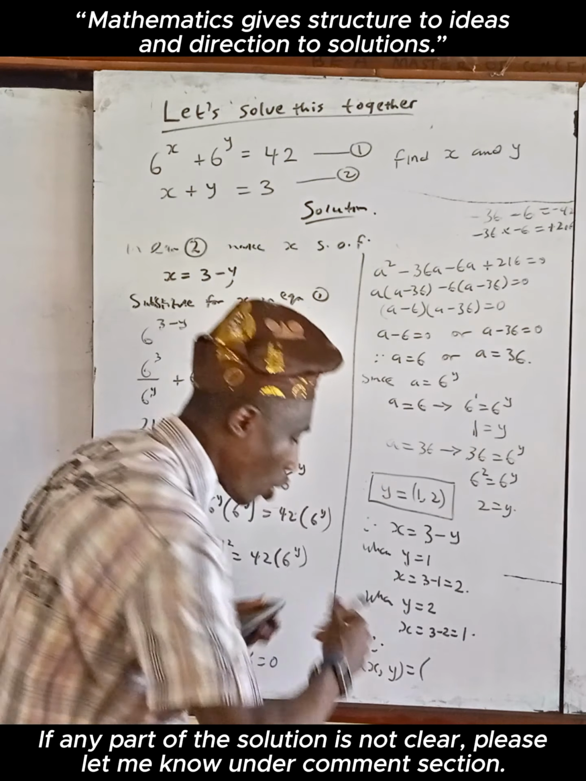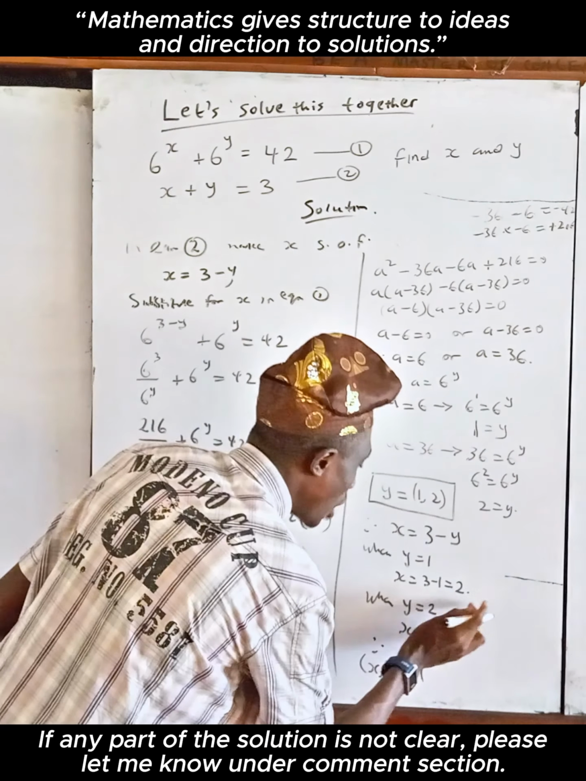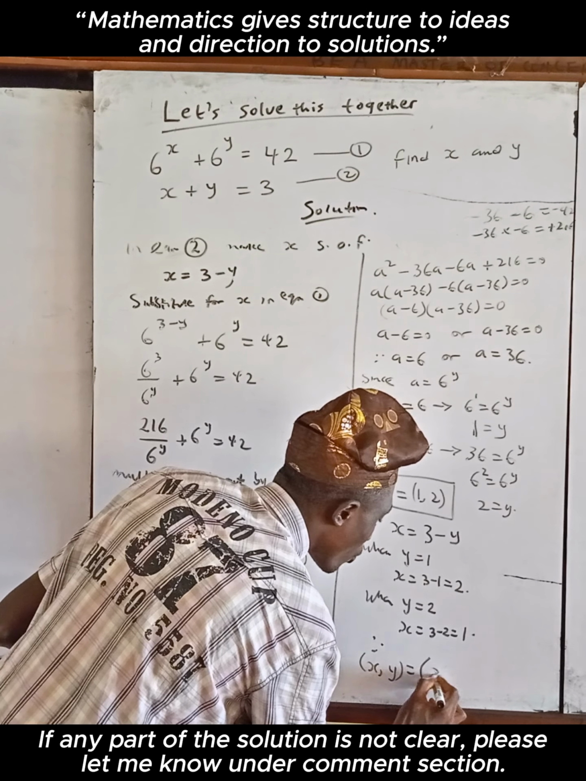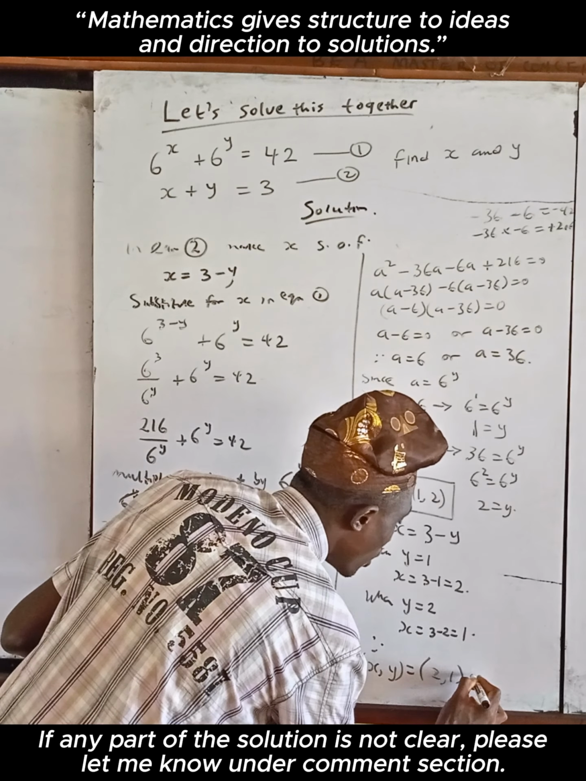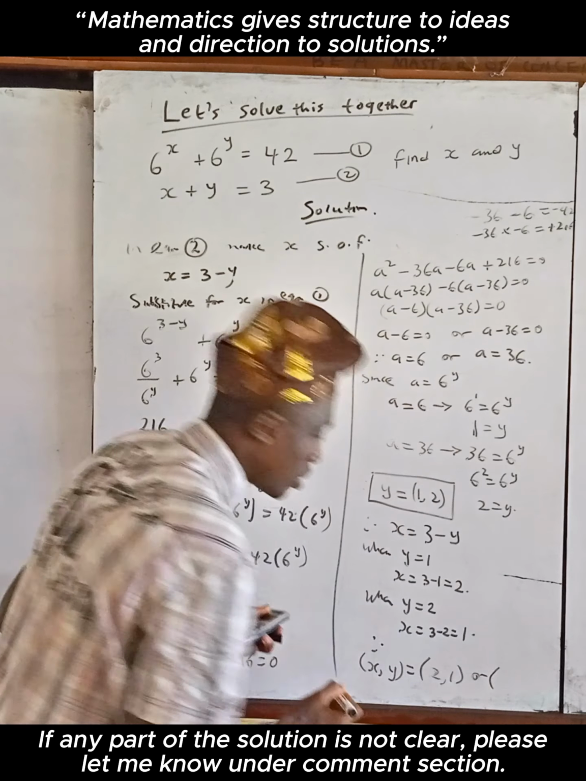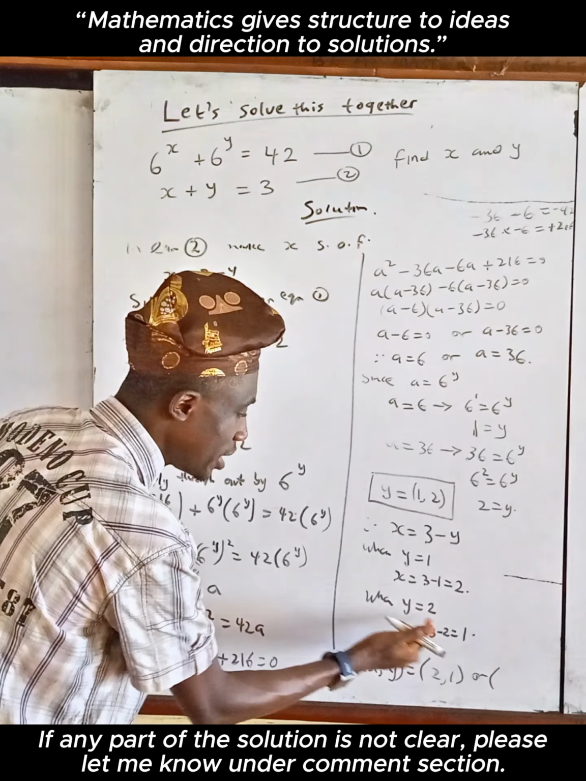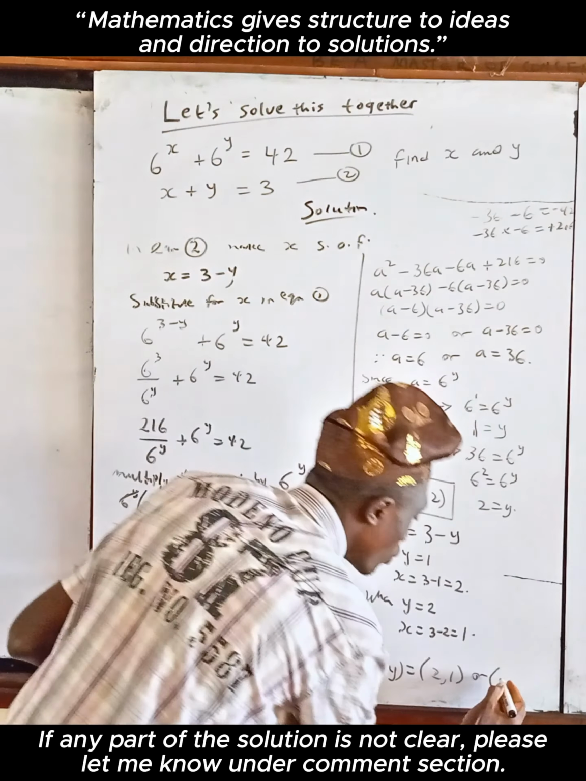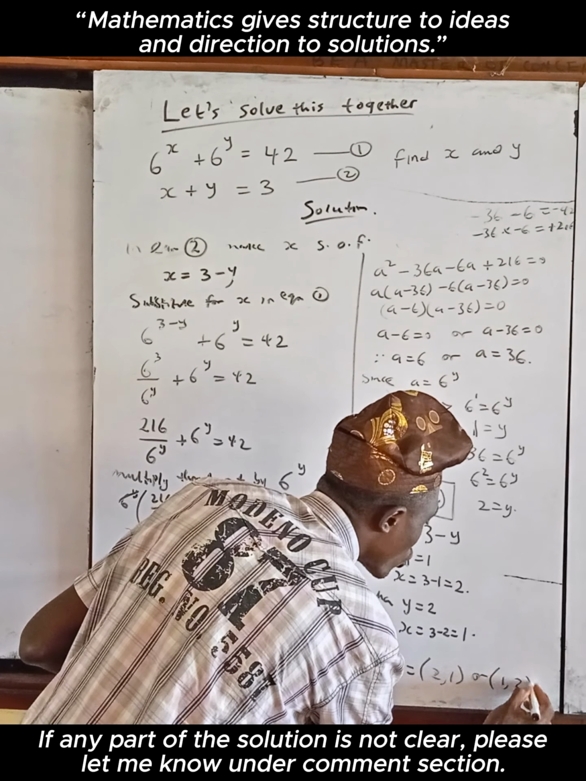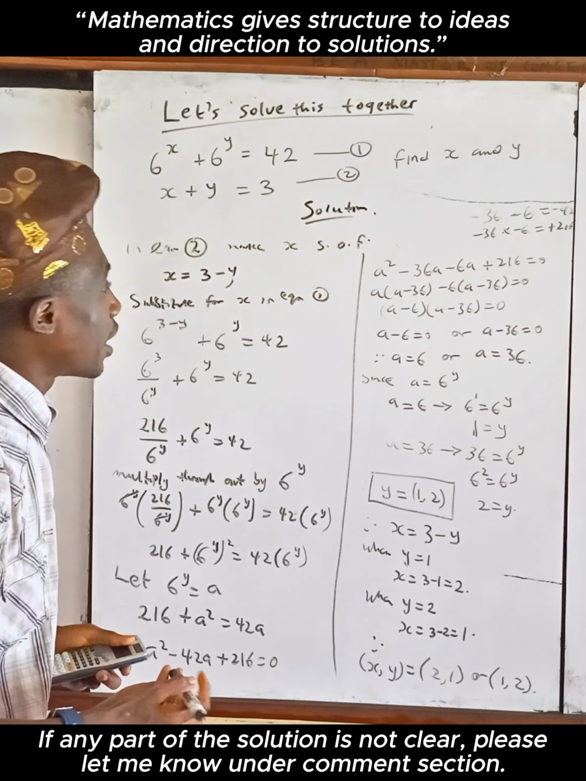An x always comes before y. So you are going to put 2, 1, or the next one, which is when x is 1, y is 2. So we have 1, 2. So that is our final answer.